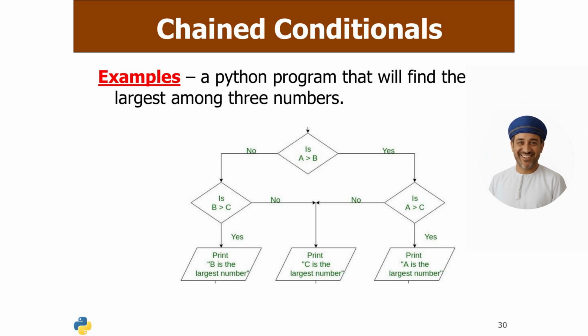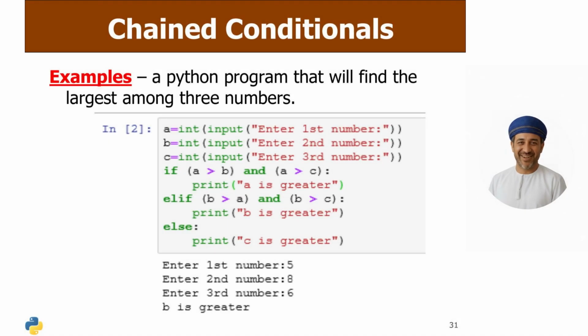This approach efficiently narrows down the largest number through logical comparisons. In Python, to find the largest of three numbers, use chained conditionals. Start by comparing the first two numbers. If the first is greater, compare it with the third. Otherwise, compare the second with the third. This approach efficiently determines the largest number by minimizing unnecessary comparisons.